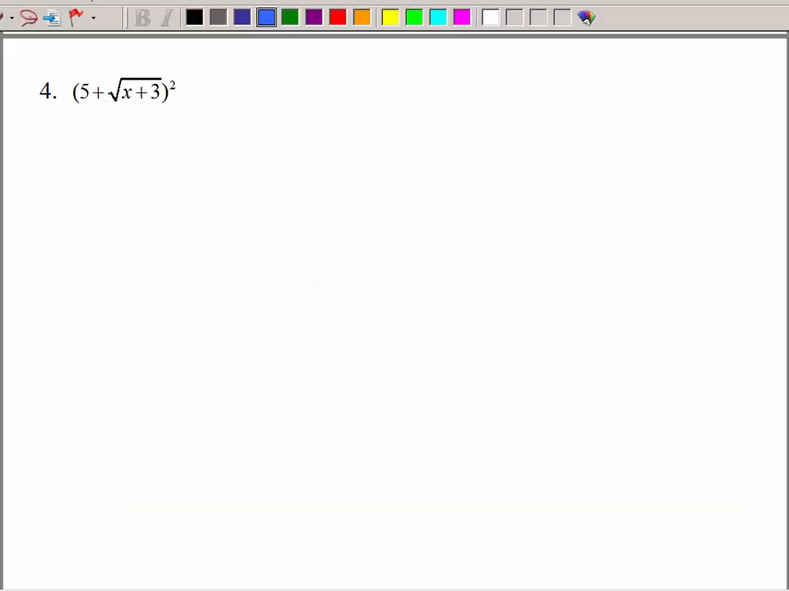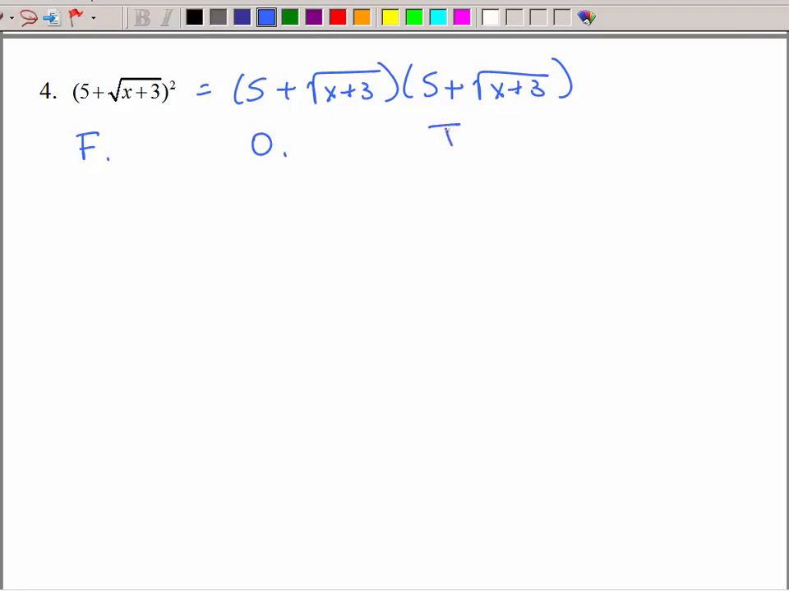We're going to do another squaring, but it looks a little bit harder. So again, I'm going to write out what this squared thing means, which means to multiply it times itself. First, outer, inner, last. 5 times 5, that's the easy part. That's 25. Now, plus 5 times the square root of x plus 3. Outsides with outsides, so 5 times 1, insides with insides.